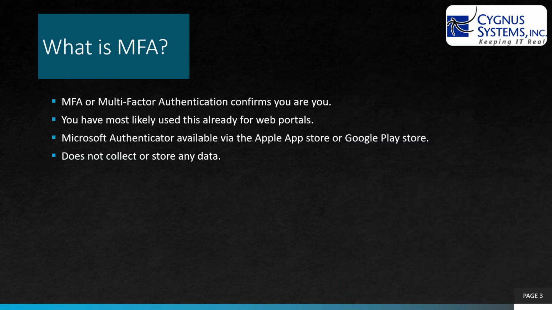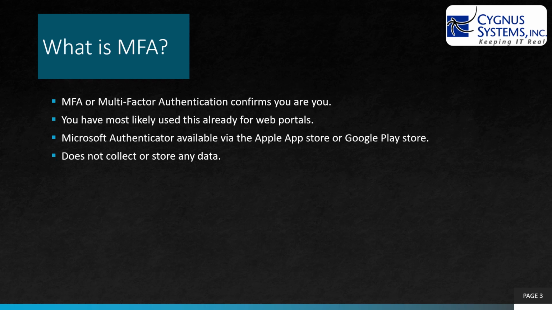MFA, or multi-factor authentication, is nothing more than using a secondary means of confirming that the person logging in to your Microsoft 365 account is really you. This can be done in multiple ways. Most likely you've encountered this when logging onto your bank's website or some other portal on the web. For example, you put your user and password into your bank portal, and it sends a text message to your smartphone with a 6-digit code that you then enter on the portal, and that confirms that you are actually the person who is logging in.